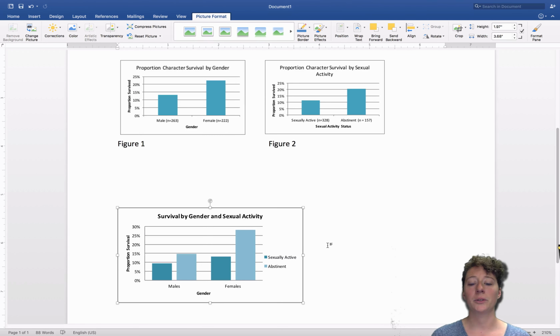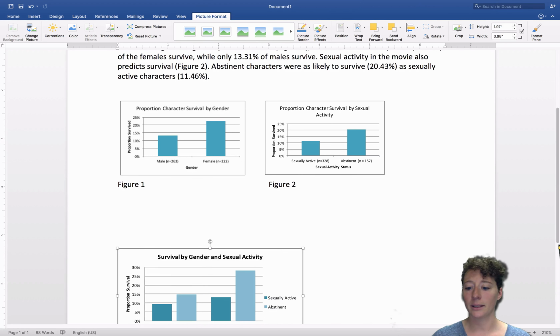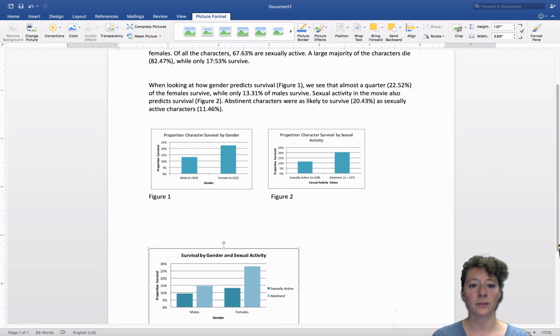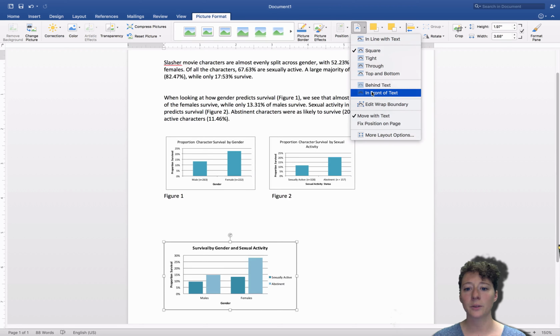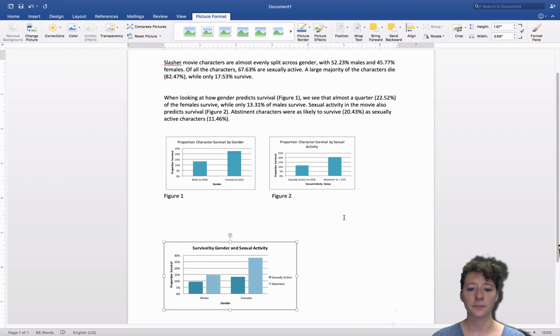So again, I want to choose how my graph is going to fit in my write-up. It's getting a little crowded, so let's zoom out and see what things look like. I think for this one, I want to put my graph over to the right and then have all of my words, my sentences that correspond to that on the left. So in order to do that, again, I'm going to come up to the picture format and I'm going to select wrap text. And instead of in front of the text, I think I want to put it as square here.